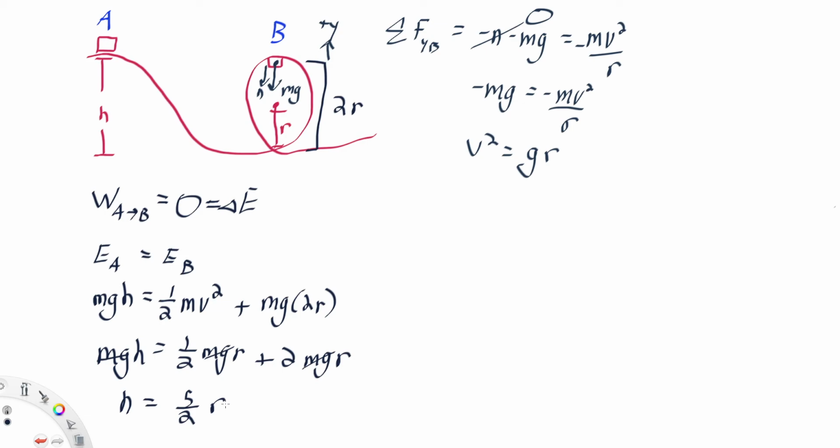Right, so the height of your hill needs to be at least 25% higher than your tallest loop. So there we go. You're all now certified to become roller coaster engineers. We'll have to show that on a test.